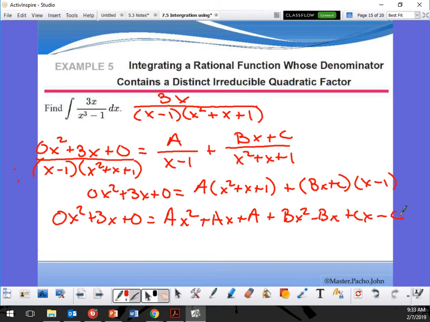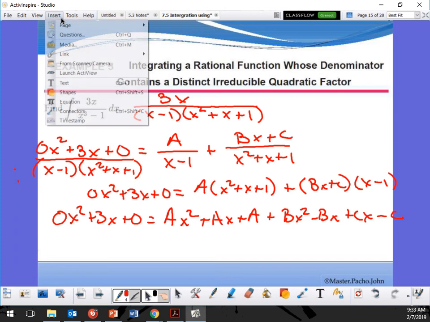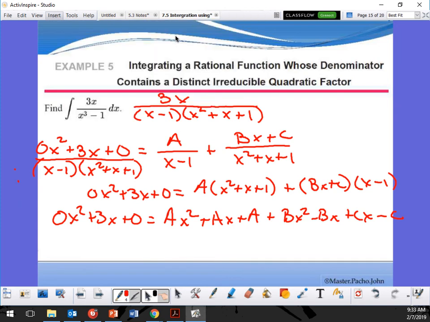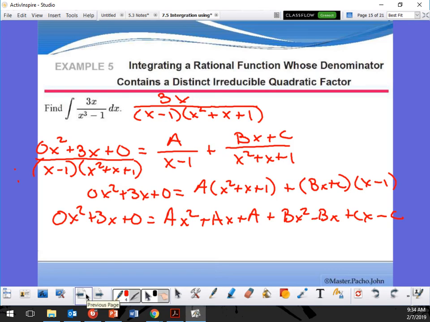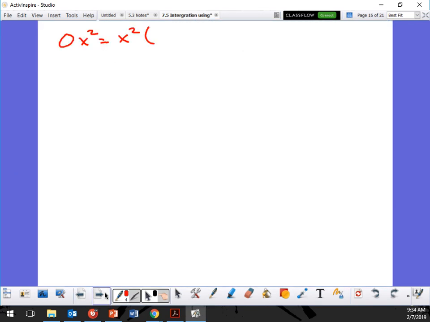Okay, so let's go ahead and set this up. I need you guys' help on this. I'm going to another page here. So 0x squared is equal to x squared times a plus b, right? A plus b. That's going to help me out there.